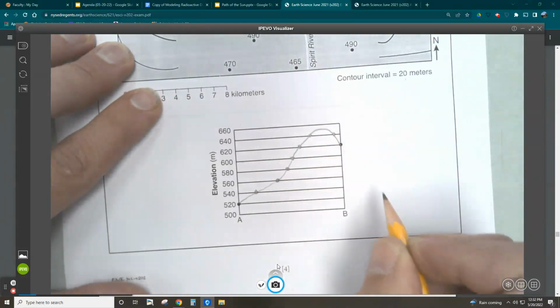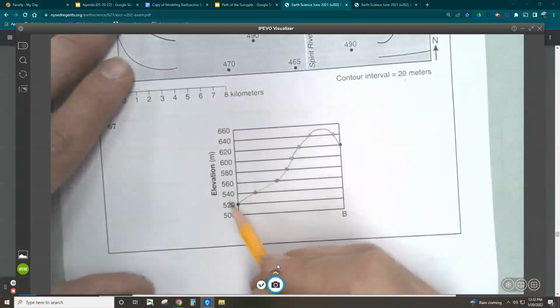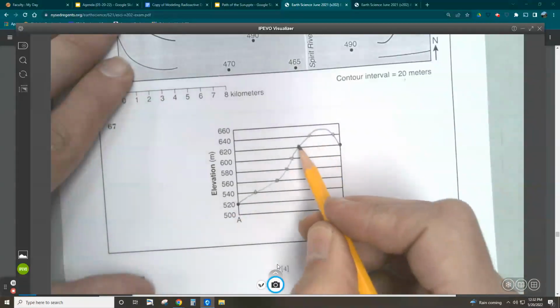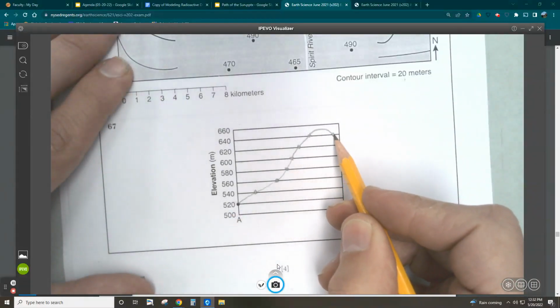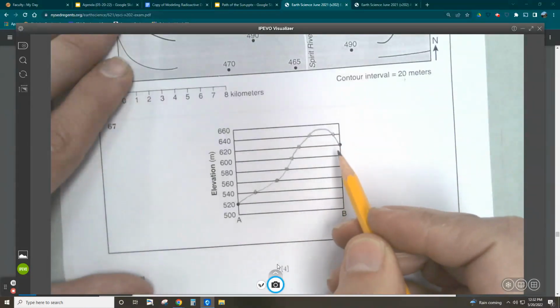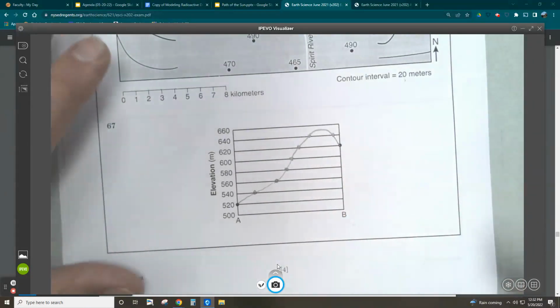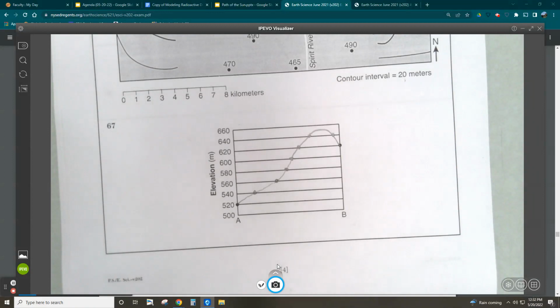Back down to B. Okay, so the big things we're going to look for is this a nice proper shape? And does this line curve up above the 640 line and then back down again? If you do that all correctly, and if you slow yourself down, you're going to get full credit for this topographic profile.